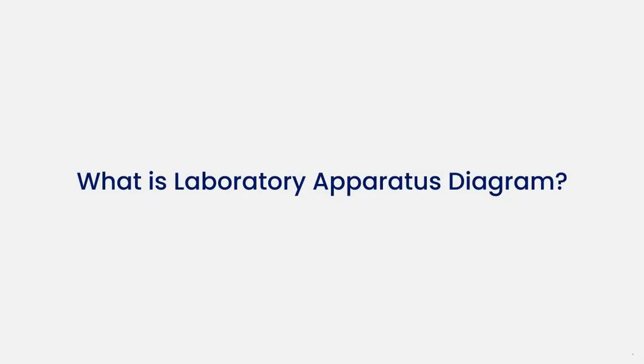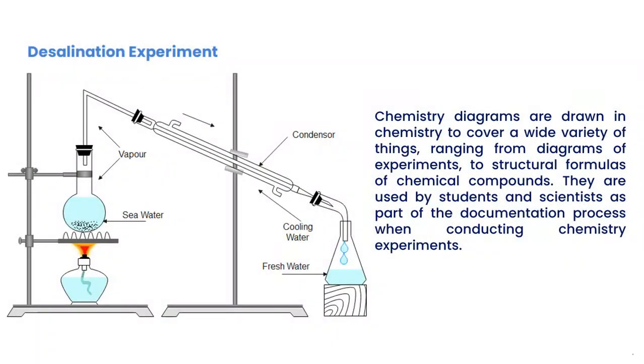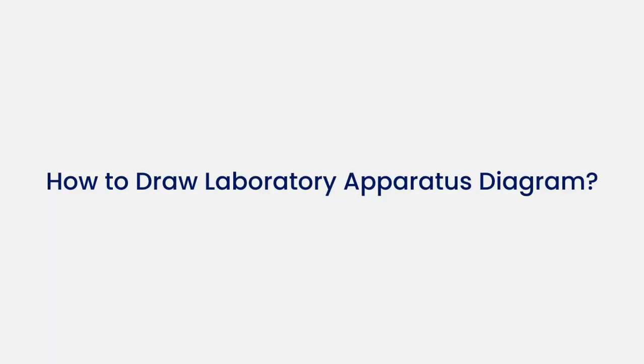First, let's understand what a laboratory apparatus diagram is. Chemistry diagrams are drawn in chemistry to cover a wide variety of things, ranging from diagrams of experiments to structural formulas of chemical compounds. They're used by students, teachers, and scientists as part of the documentation process when conducting chemistry experiments. Now let's learn how to draw a laboratory apparatus diagram.